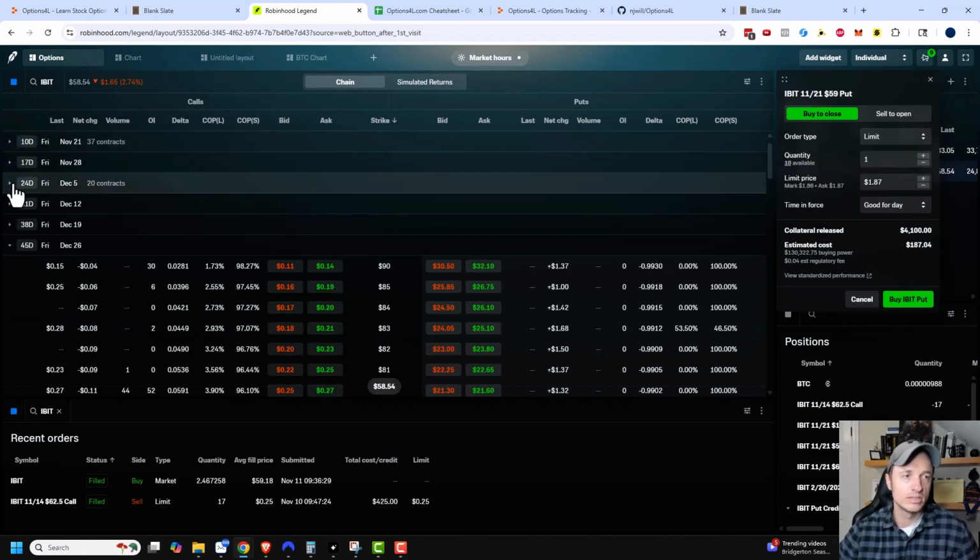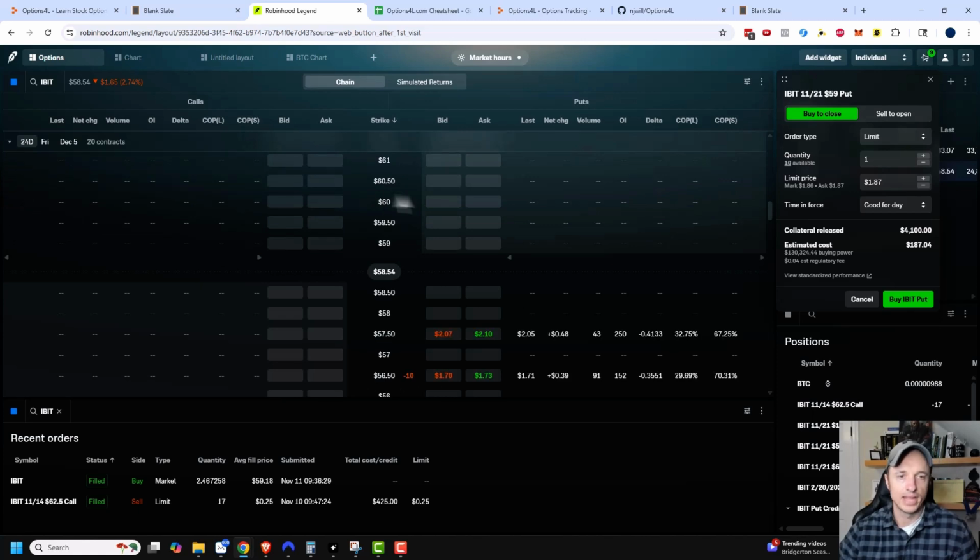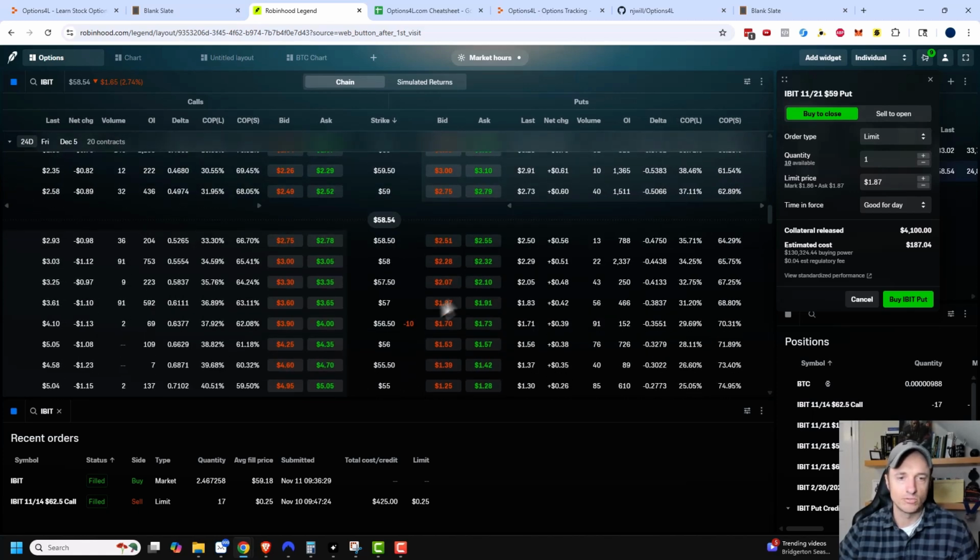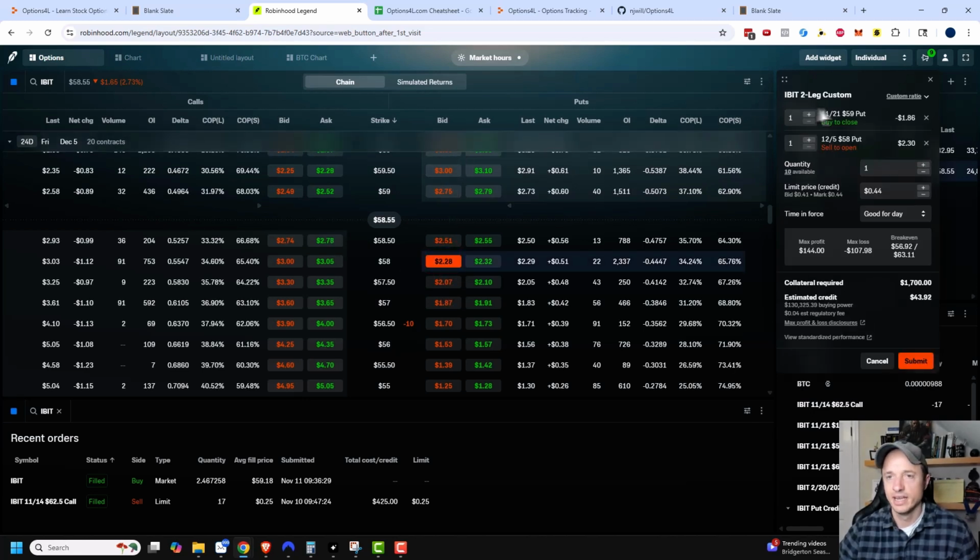So I'm rolling out in time to a different date, and then I want to roll down as well because I'm rolling down in price, and we said we like that $58 strike. And in this case, we are selling to open, so we want to click the red button here, the bid, because we're selling, we're shorting the 58 strike price, and we can update our quantity then.